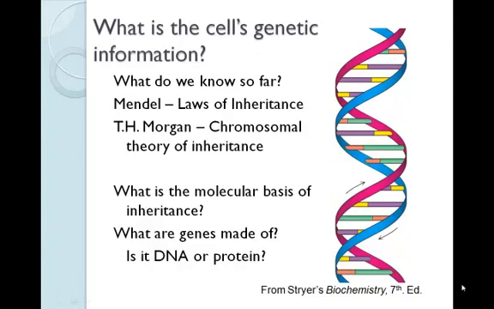They knew that chromosomes were made of 2 types of chemicals, protein and DNA. But which one was the genetic material of the cell? Was it DNA or was it protein?